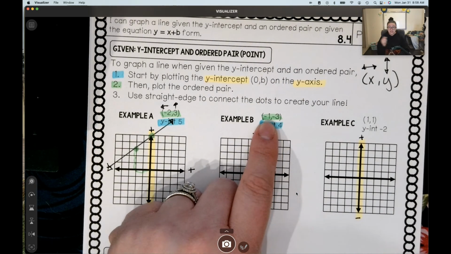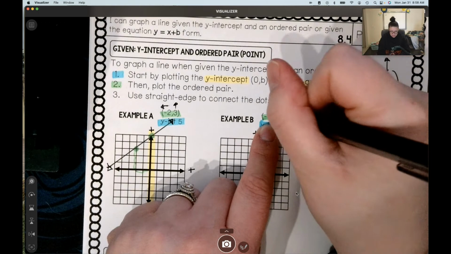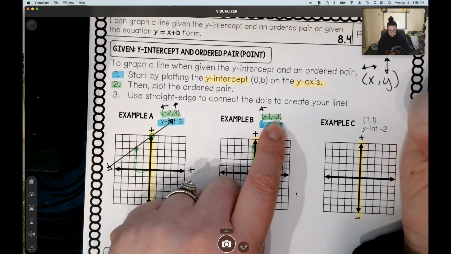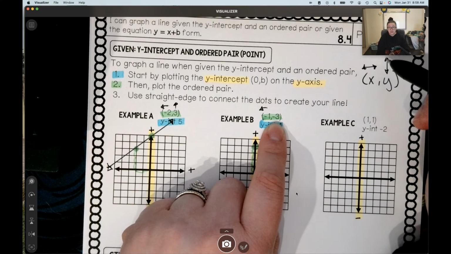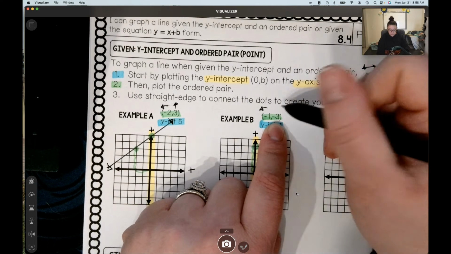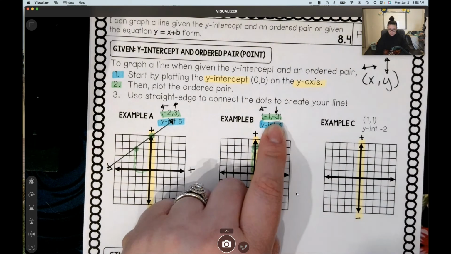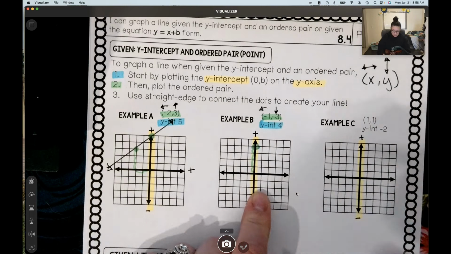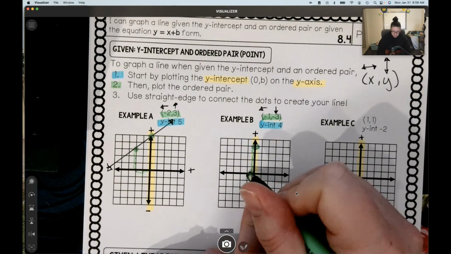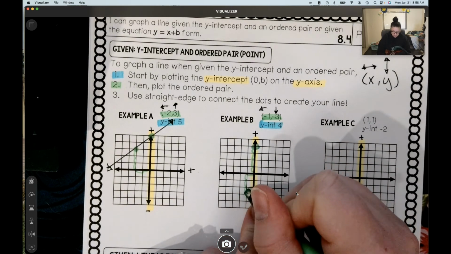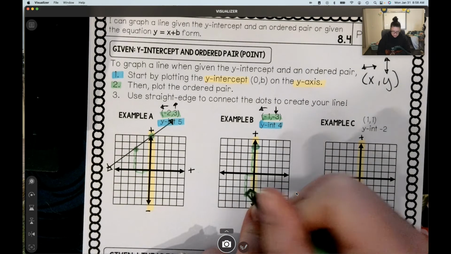Remember, the first number is side to side. First we have -1, so we need to go to the left one because it's negative. We go to the left one. And then -3. Are we going to go up 3 or down 3? Down 3. So I'm going to count 1 to the left, and then down 1, 2, 3 spaces for my dot.